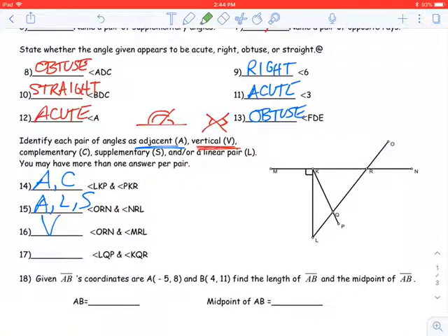So the last one here, we've got LQP like that, and KQR. And once again, look at that X shape that they create. So that one is vertical as well.